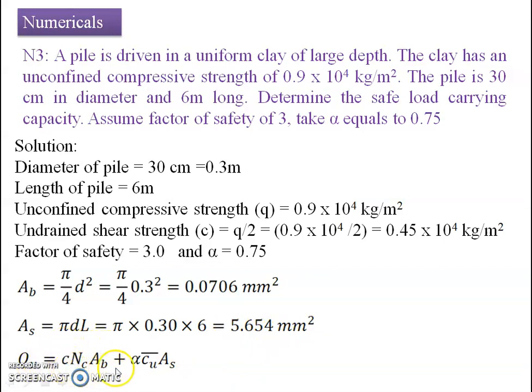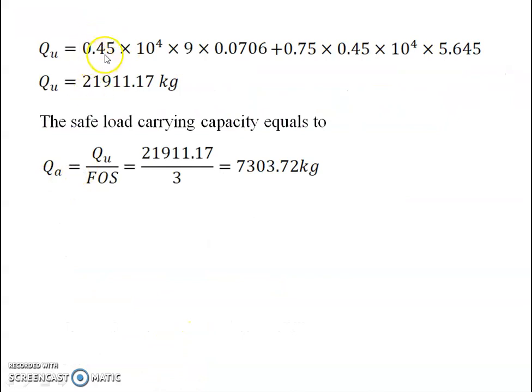It is a parameter related to the bearing coefficient, where cohesion and the Nc value we have to use to calculate the bearing capacity of the pile, and in case of friction we are going to use alpha into Cu bar, the average undrained strength, multiplied by AS, the area of the surface. Since the value of undrained shear strength has been obtained from the compressive strength, 0.45 into 10 raised to 4 multiplied by 9, 9 is the Nc value as per recommendation made by Skempton, multiplied by 0.0706, plus 0.75 into 0.45 into 10 raised to 4.